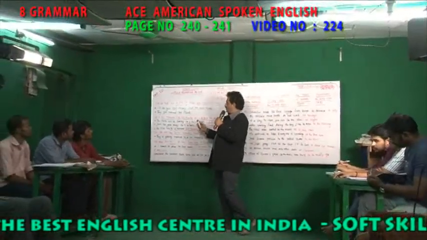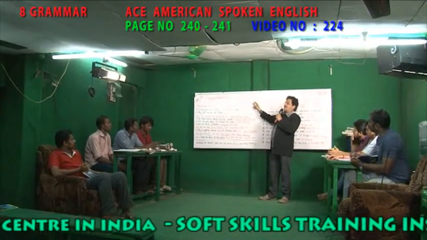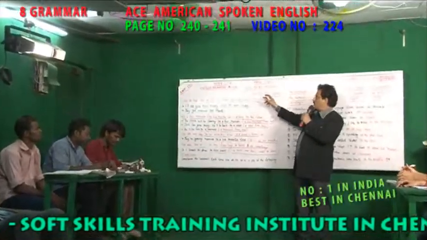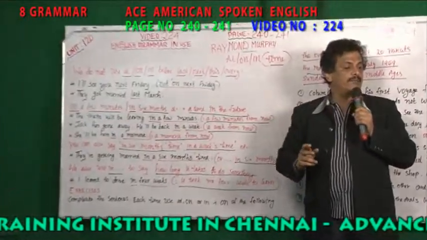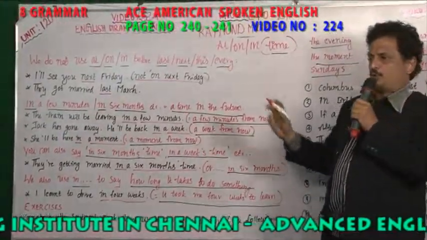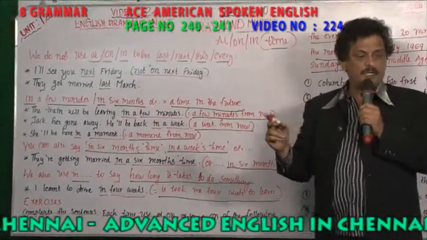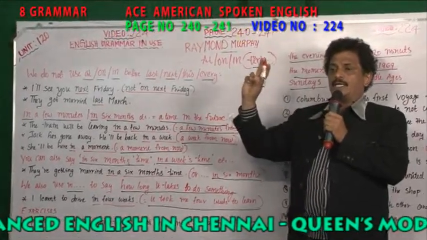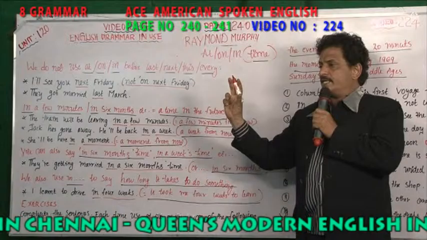Dear friends, the topic you're going to see is at, on and in. At, on and in, with time in brackets. You can also use them as place prepositions, but these are time prepositions, right? Place preposition, time preposition. So the preposition can come in two different meanings: one as a time, one as a place.